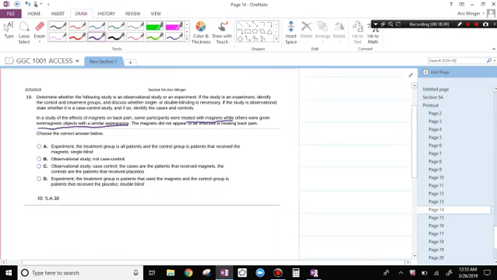So this for sure is an experiment. The treatment group is patients that use the magnets. The control group is patients that receive the placebo, and neither one of them knows whether they were given something real or not. So it's double blind.